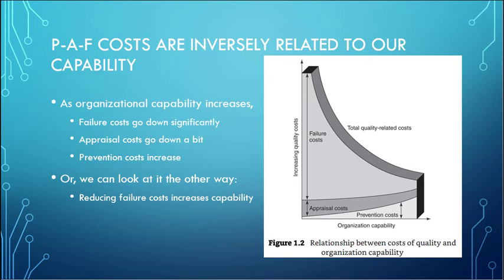Now that doesn't mean that we should spend less money on quality so we can produce more stuff. If you look at the details in this graph, you'll see that as organizational capability is getting bigger, our prevention costs are going up. And so what we're doing is we're spending resources on preventing things, and that's making our failure costs go down by much more than our prevention costs went up. So as we spend money to prevent failure, our total cost of quality goes down, and that increases the organization's capability.